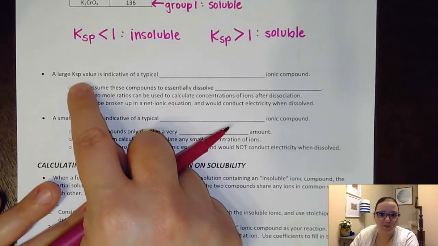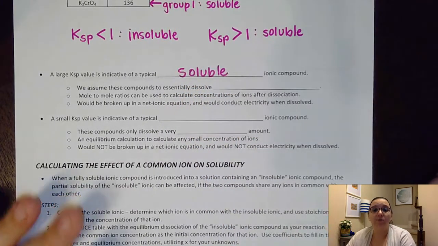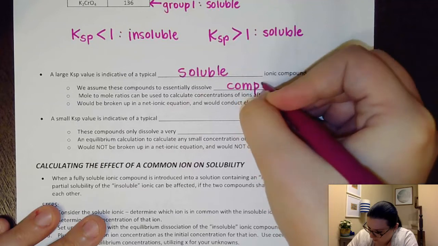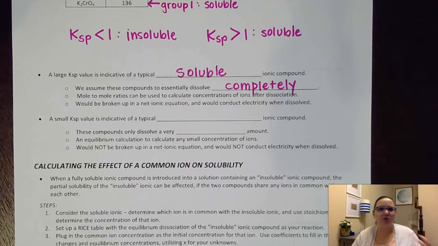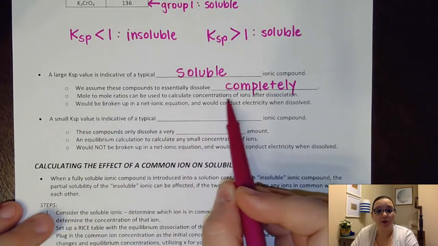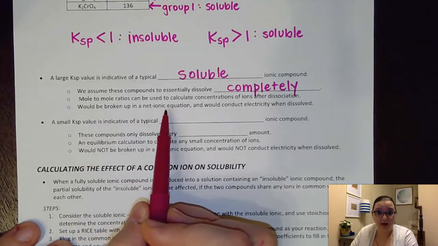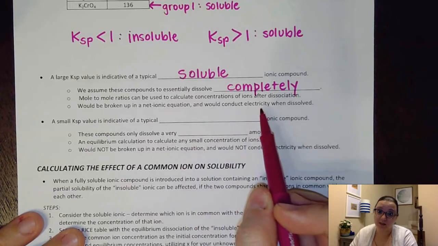So again, a large Ksp value is indicative of a typical soluble ionic compound. We assume that it's essentially going to completion, so it essentially dissolves completely. And because we're making that assumption, instead of setting up a traditional RICE table equilibrium calculation, we can just use stoichiometry to do any kind of calculation with it. We could use mole-to-mole ratios to figure out the concentration of our ions after the dissociation has happened. And we'll see that process here in just a few minutes. Also, as a throwback, these would be broken up in a net ionic equation. So you would want to take the compound and split it into its ions. And also, because we're making lots of ions, we would conduct electricity when it's dissolved.